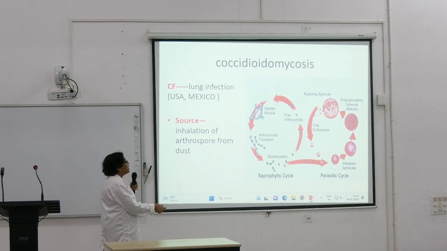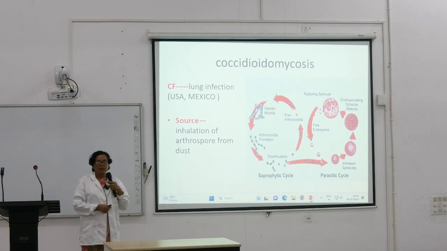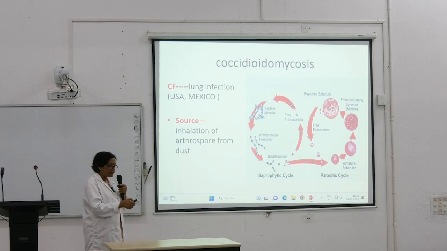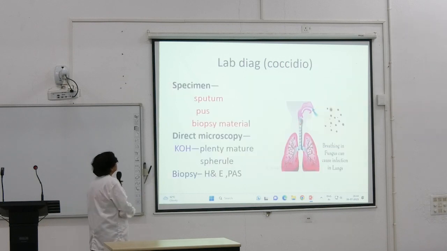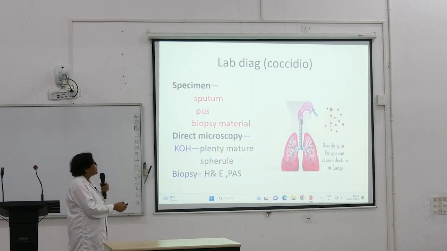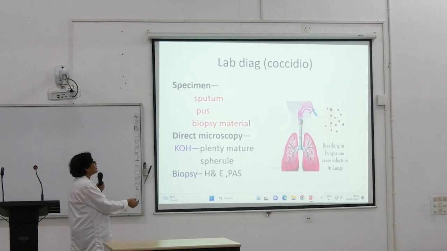The first is the environmental cycle, and this is parasitic, that means in human or animal. In human, immature spores, after entry, become mature, and this is called endospore. It contains spherules. You can see these are excreted and inhaled through respiration, and go to the lung. Same thing: breathing in fungus can cause infection of the lung.